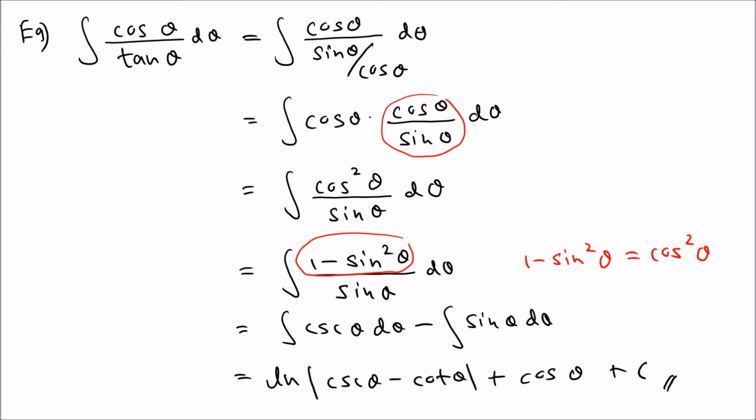Now let's see how to do that. There are some problems where once you convert, you get to one of those formulas again, and then you can use this formula, this answer. Okay, so let's look at this problem now. Let's say we have sine theta plus cosine theta divided by tan theta.